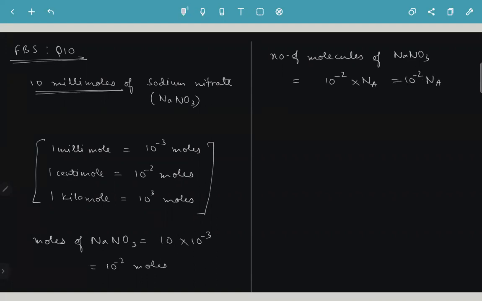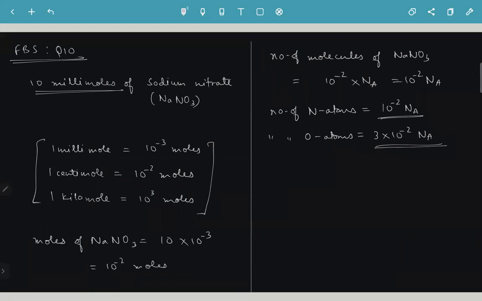ठीक है. इसमें नाइट्रोजन की एटॉमिसिटी 1 है, ऑक्सीजन की एटॉमिसिटी 3 है. तो नंबर ऑफ नाइट्रोजन एटम्स is atomicity 1, so 10 raised to minus 2 Na. Number of oxygen atoms, oxygen's atomicity is 3, so 3 into 10 raised to minus 2 Na. So the number of nitrogen atoms is 10 raised to minus 2 Na and the number of oxygen atoms is 3 into 10 raised to minus 2 Na. That is in NaNO3. What else is given?